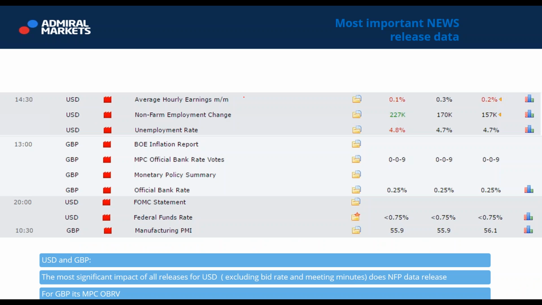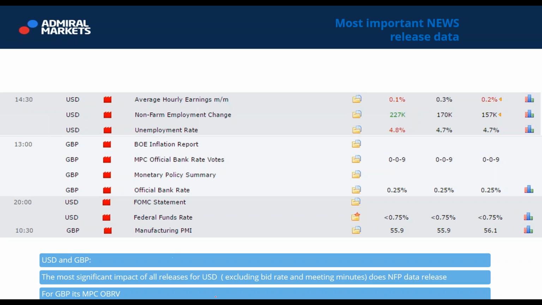Now for, let's say, the dollar and GBP, these are key news: average hourly earnings, non-farm employment change, unemployment rate, BOE inflation report, MPC official bank rate votes, monetary policy summary, official bank rate, FOMC statement, and of course FFR, the federal funds rate, which is basically a bid rate decision, and manufacturing PMI.